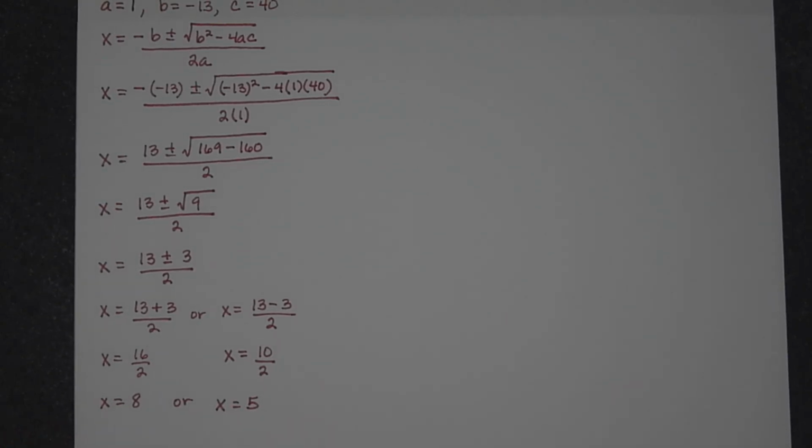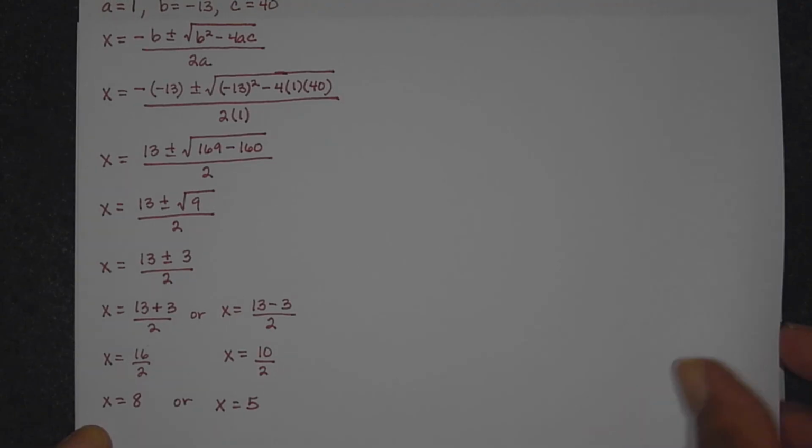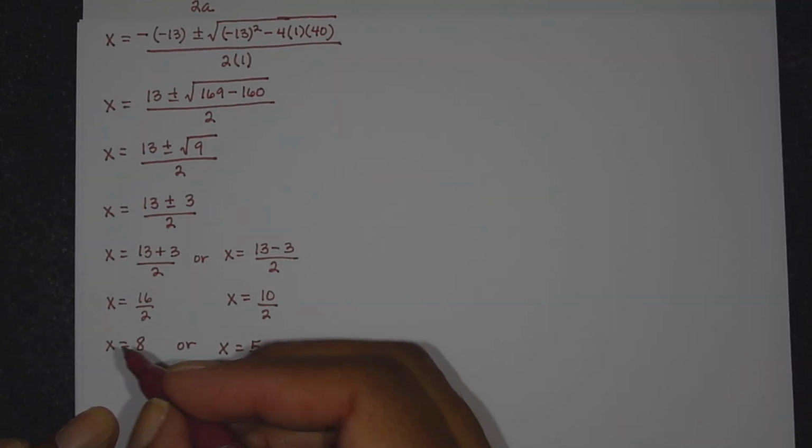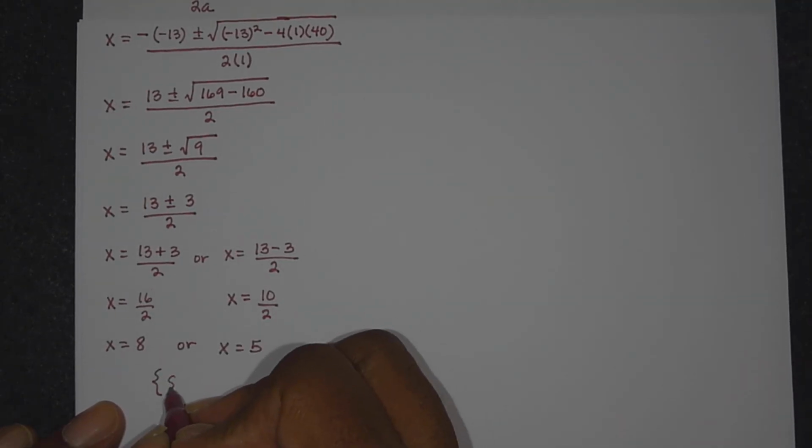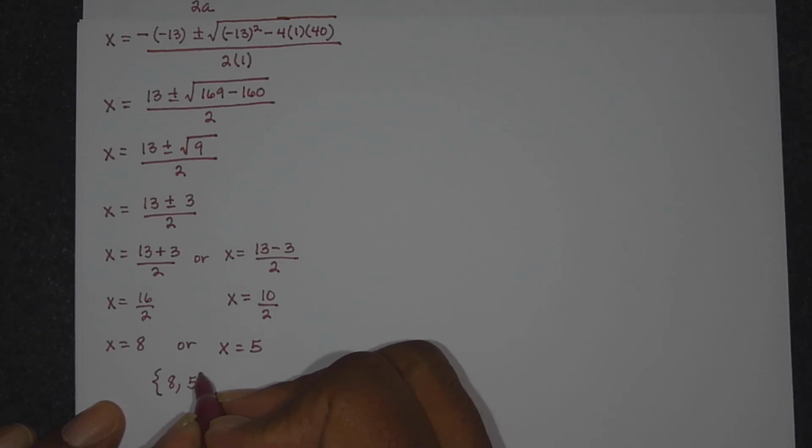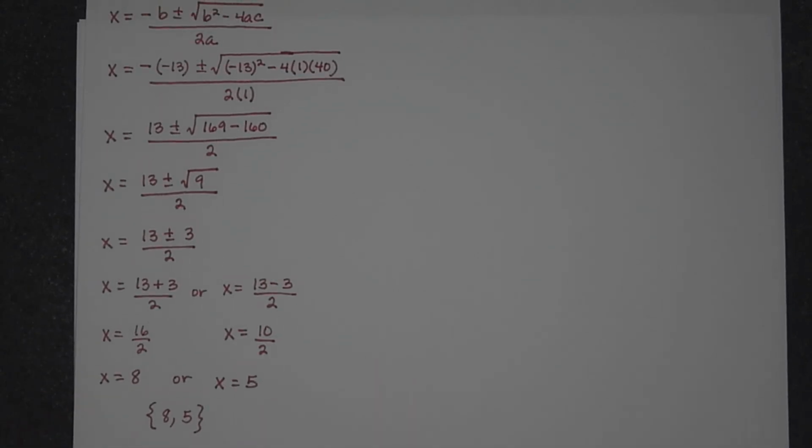So here I've got two solutions for this quadratic equation. X equals 8 or x equals 5. And you can, if you want to, write it like this. And with the quadratic equation, you're supposed to have two solutions. X equals 8 and x is equal to 5. All right. Any questions on problem number 6?